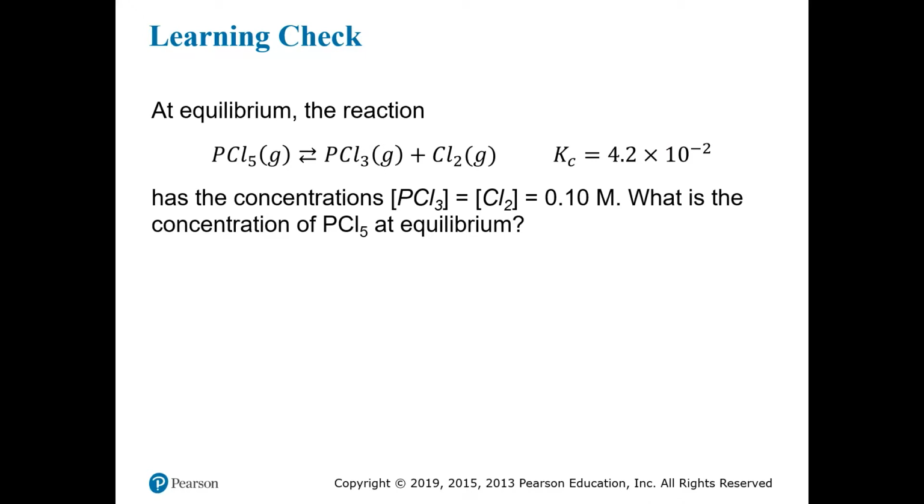So here we have another example. In this case, phosphorus pentachloride is decomposing into phosphorus trichloride and chlorine gas, Cl2, and the equilibrium constant for this is given as 4.2 times 10 to the minus 2. They also give us the concentrations of phosphorus trichloride and chlorine gas.